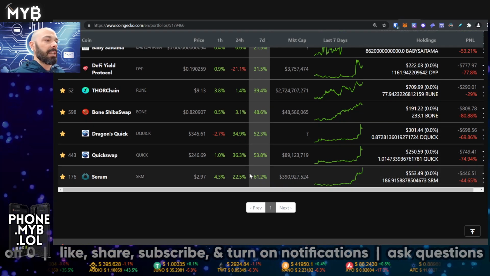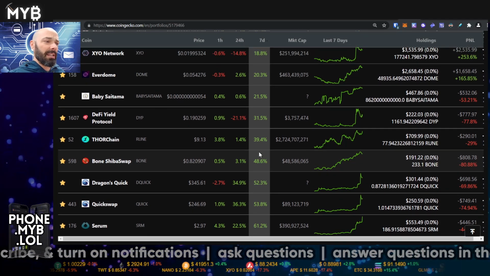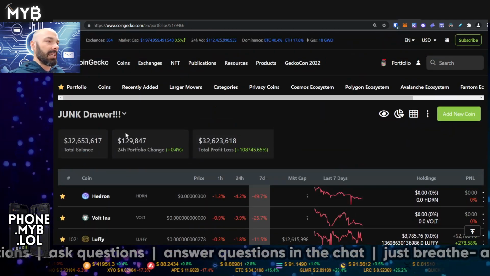But yeah, top 3, Quick Swap and Dragon's Quick by way of gains for this week. Bone not too far behind it. Same with Thorchain, really doing well, guys. Those are top 5 for gaining this week in the junk drawer.